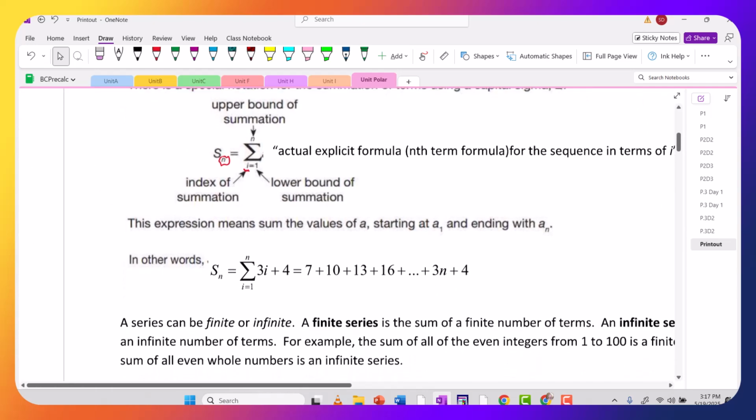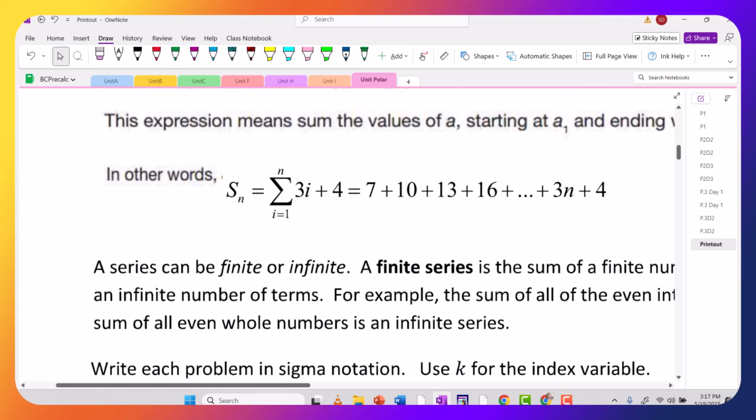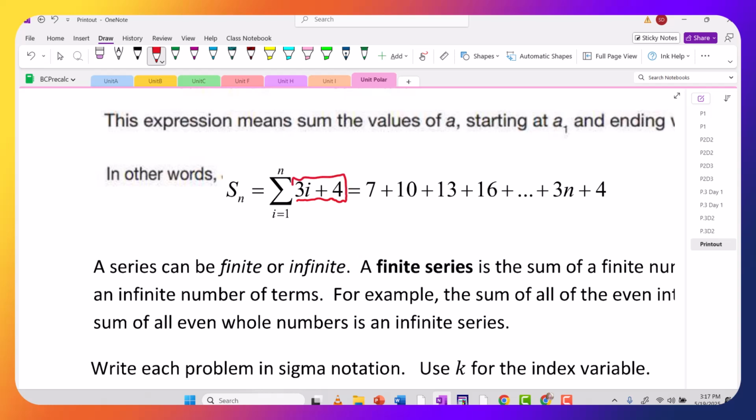So, summation: the sum of this little thing from 1 to the nth term, here is the formula, like I just said, in terms of i, and then you input. So this is a sub 1. How do you get a sub 1? You plug in 1. 3 times 1 plus 4 is 7. This is a sub 2. How do you get a sub 2? You plug in 2. 2 times 3 is 6, 6 plus 4 is 10.